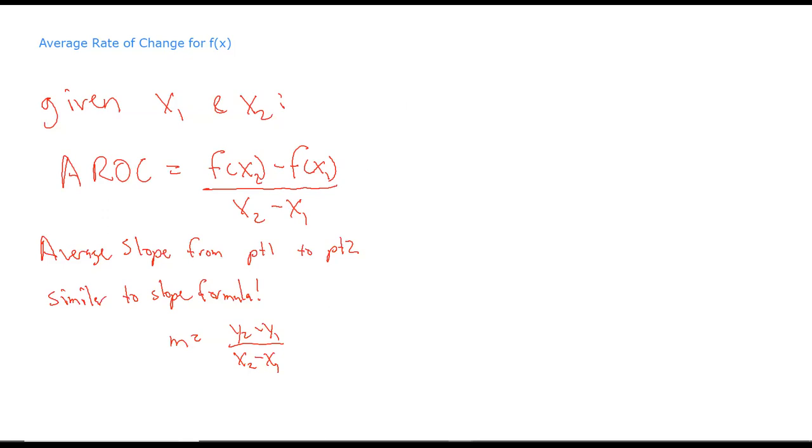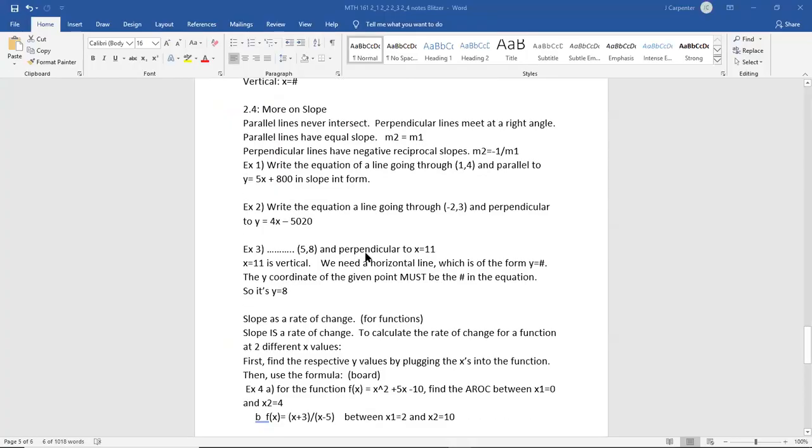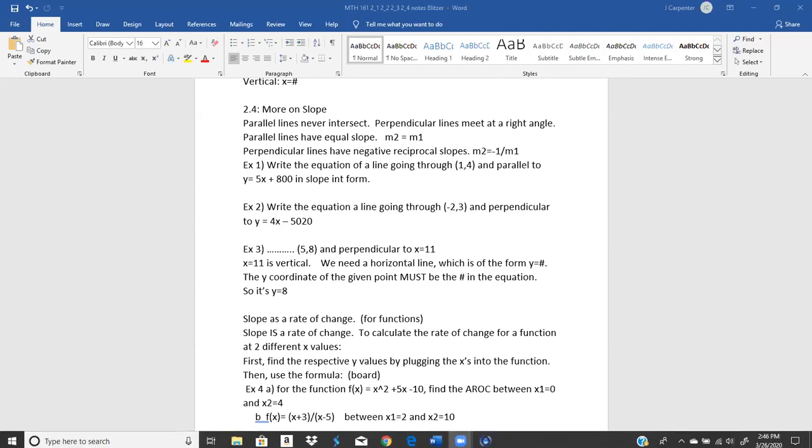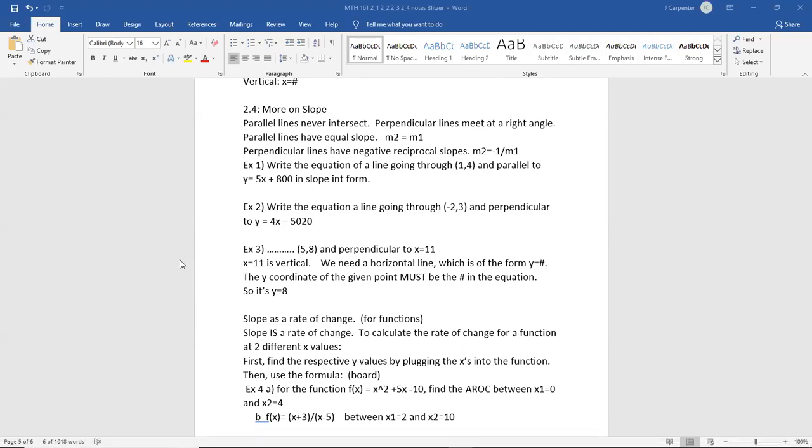All right, I think I had the problems typed up here. Yes. And again, these little 1's and 2's after the x's are supposed to be subscripts. This caret with a 2 means x squared. You'll see them written correctly on the whiteboard, thankfully. So for example, 4a, we're going to find the average rate of change, the AROC, for the function x squared plus 5x minus 10 between x values of 0 and 4. So we're trying to find the average slope from x values of 0 and 4.